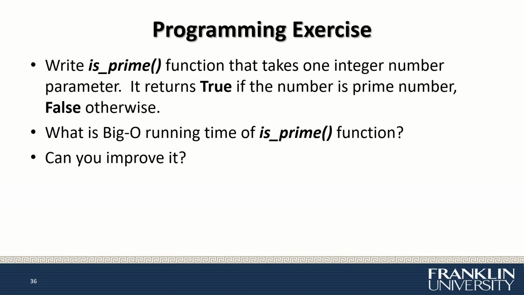So let's write an is prime function that takes one integer number as a parameter. It returns true if the number is a prime number, false otherwise. And after you write that function, what is the big O running time for the is prime function? And can you improve it? If you look at this program, you are probably going to come up with something like this.